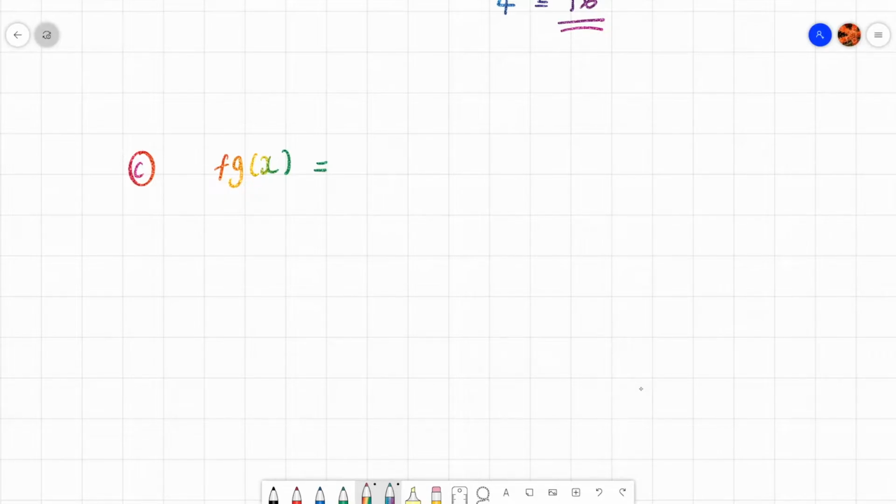Now, it says g of x. I know that g of x was x plus 1. Well, it doesn't give me a number, so I can't substitute anything into this function. There's no number, there's nothing. It just says that I've got to keep x as x. So I know that this here is x plus 1.